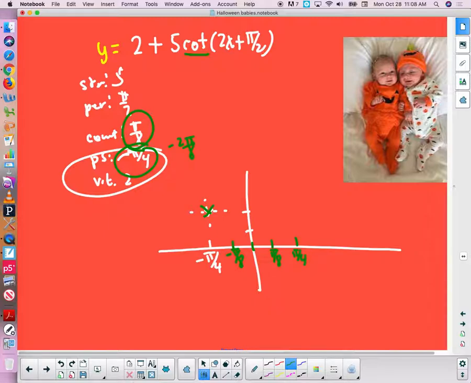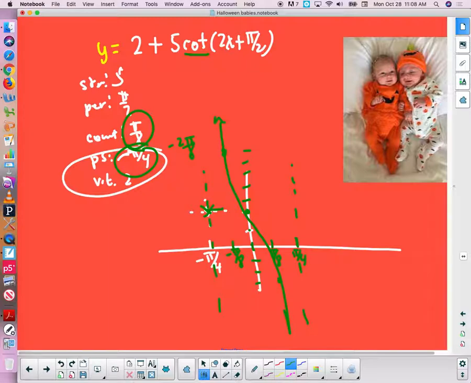So when you are on cotangent, you have an asymptote at the beginning and the end. Immediately to the right of this, you're going to go up 1, 2, 3, 4, 5. You're going to come back at the middle. You're going to go down 1, 2, 3, 4, 5.